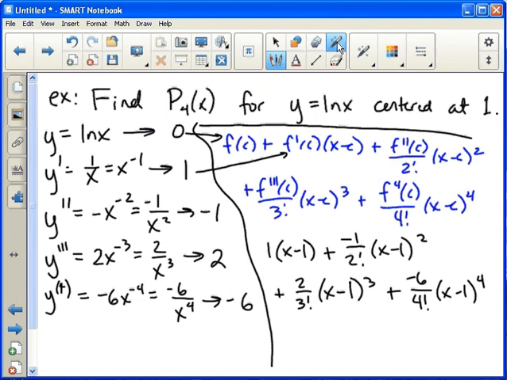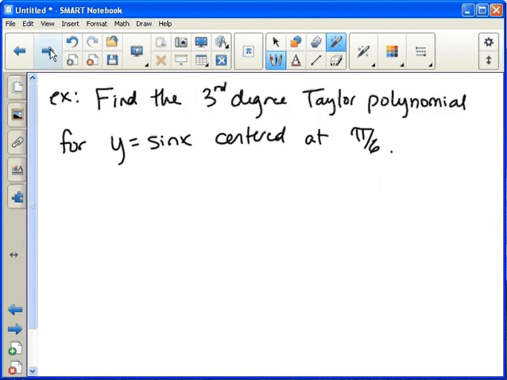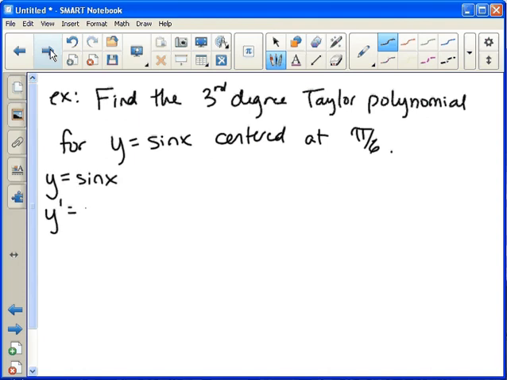Final example, find the third degree Taylor polynomial for y equals sine of x centered at pi over 6. So we need to find up through the third derivative. So y equals sine of x, y prime equals cosine x, y double prime equals negative sine x, y triple prime equals negative cosine x.